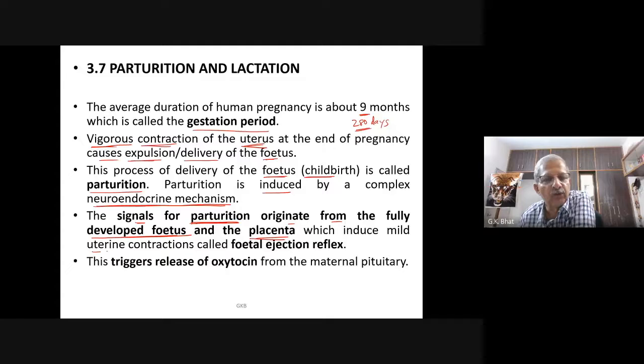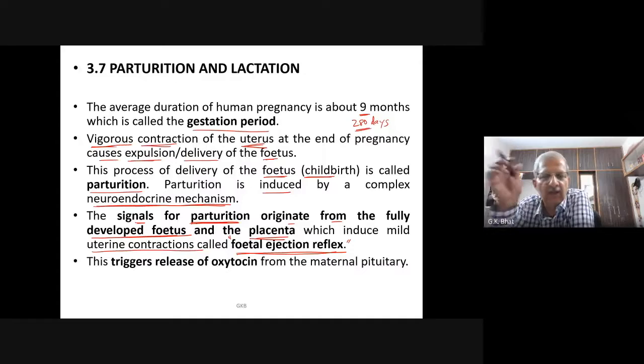These signals induce mild uterine contractions called the fetal ejection reflex. Always ask a question: what is the fetal ejection reflex? It is the ejection of the fetus, a reflex action. It originates from the fully developed fetus and the placenta. So, the signals for parturition coming from the fully developed fetus and placenta induce mild contraction of the uterus, and this is known as the fetal ejection reflex.